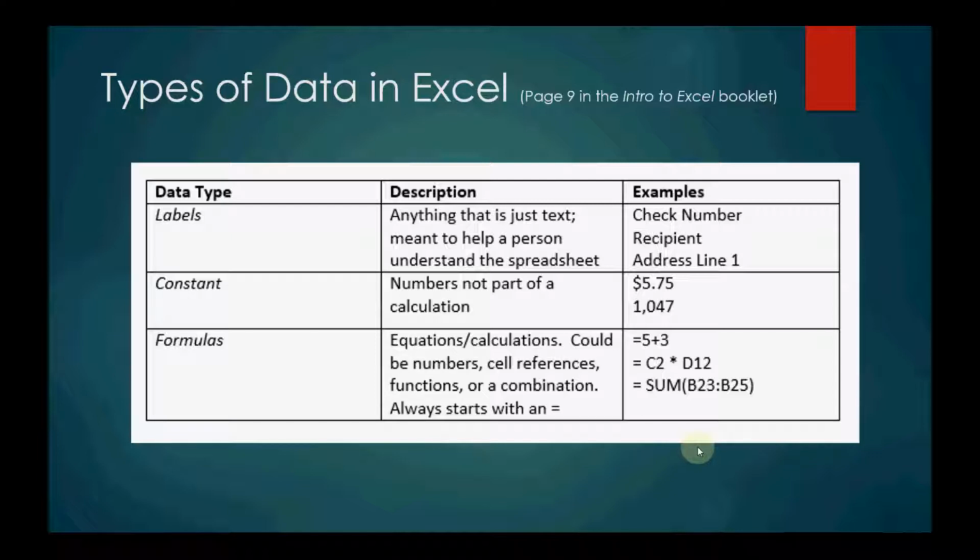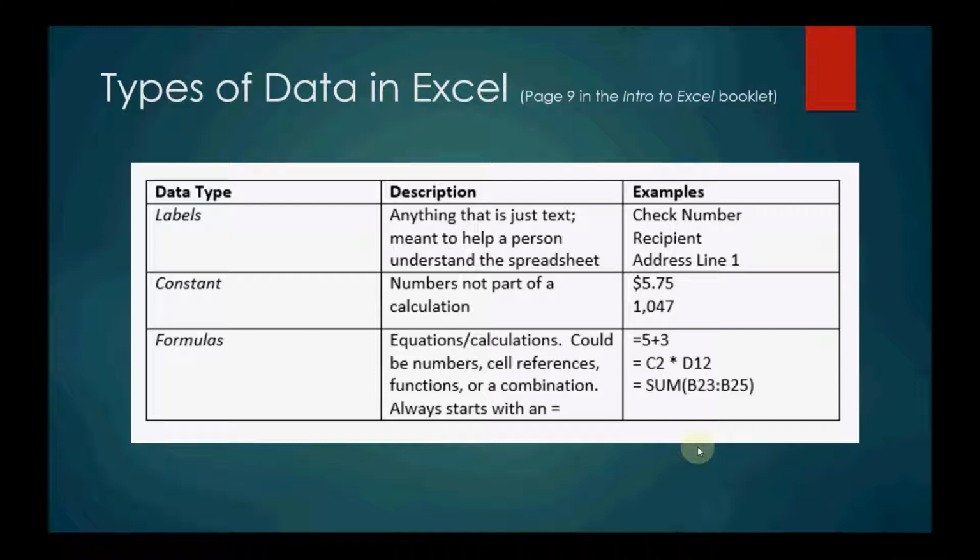A label is basically just text. So a label is something that you, the user, will use to help you organize your data. It typically doesn't mean anything to Excel, but it means a lot to us. So labels are things like check number or date or payee. These are terms that we use in Excel to help us categorize our data.